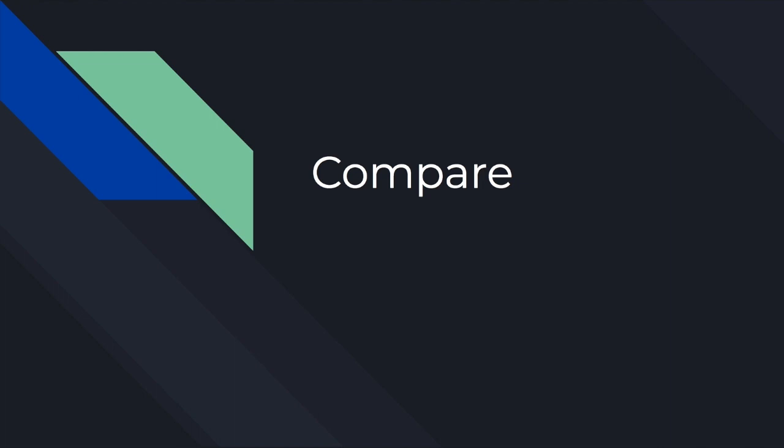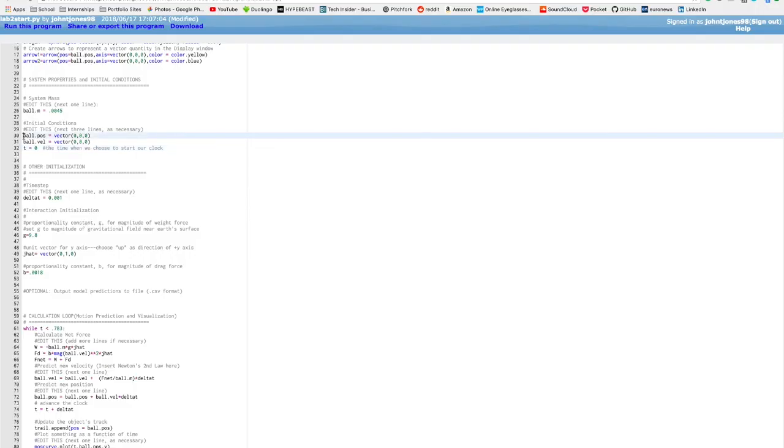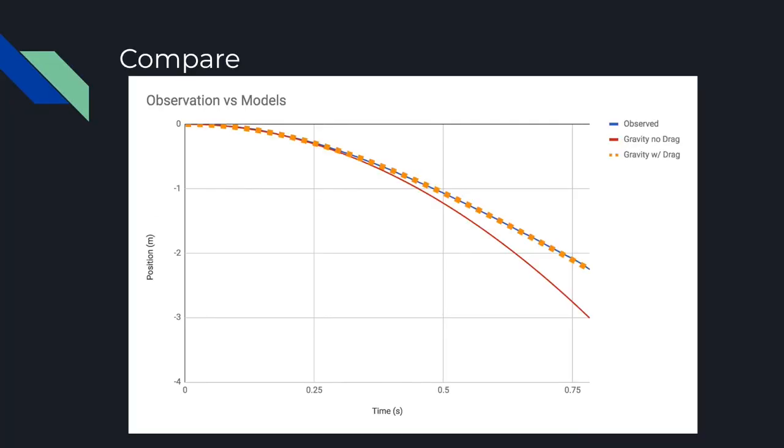Now let's take our data and compare it to our observation. I graphed all three on the same graph with all the same initial conditions. Our initial position is 0, 0, 0 meters. Our initial velocity is 0, 0, 0 meters per second. Our starting time is 0 seconds, and our ball's mass is 0.0045 kilograms. We can see that our observation more closely matches with our model with drag.